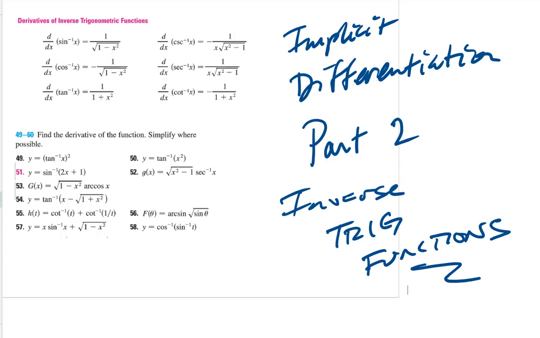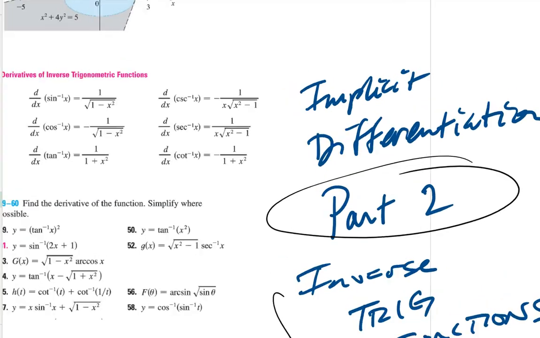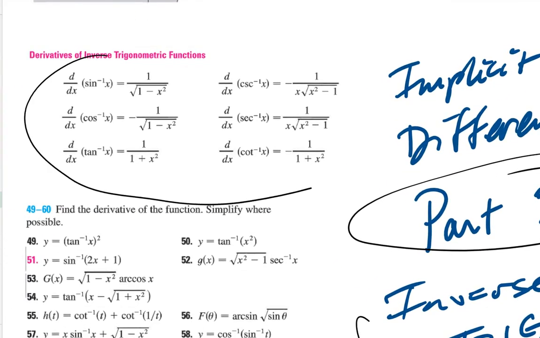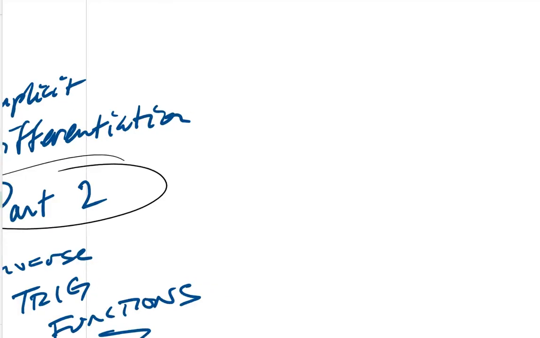So the second part of implicit differentiation is inverse trig functions here. And this is extremely important because you see a lot of this in Cal 2. I really need you to memorize this one and this one. The rest of these aren't so important, but these two are definitely important. You will see the others, but these ones I've circled here are the most important. So let's get started with this.